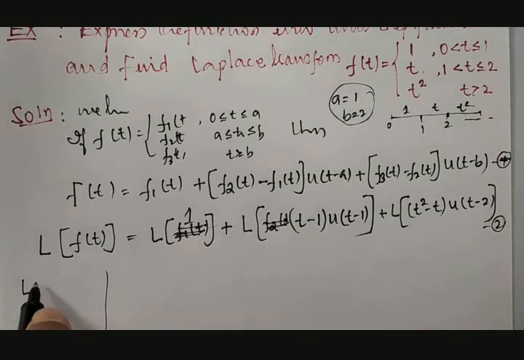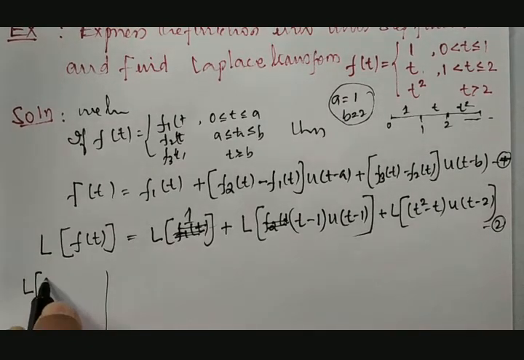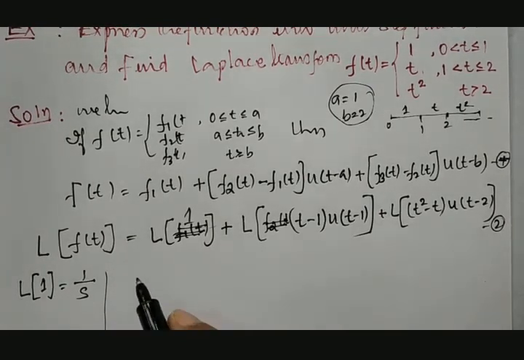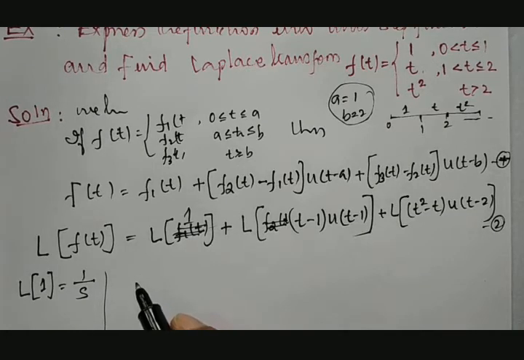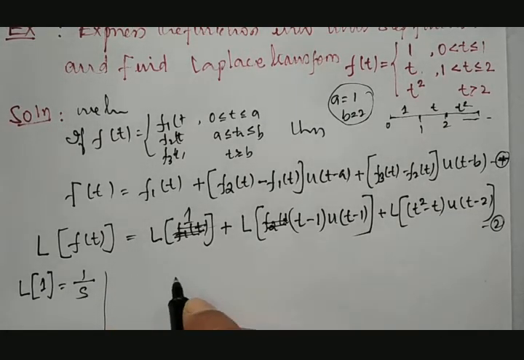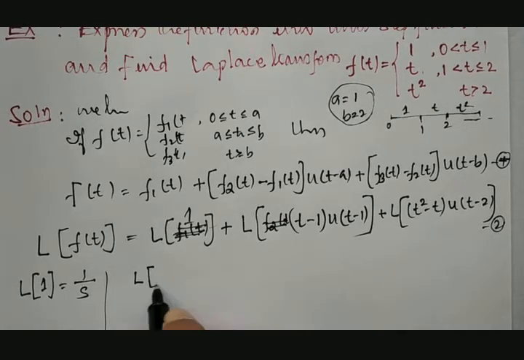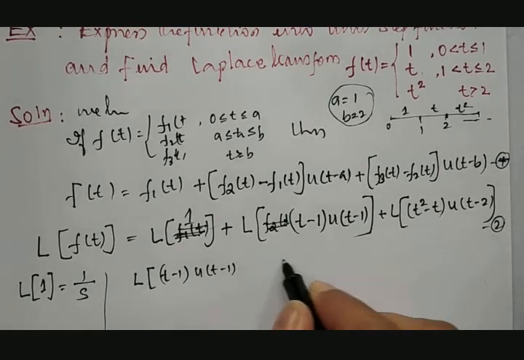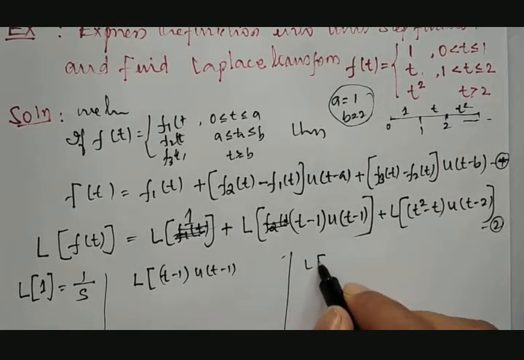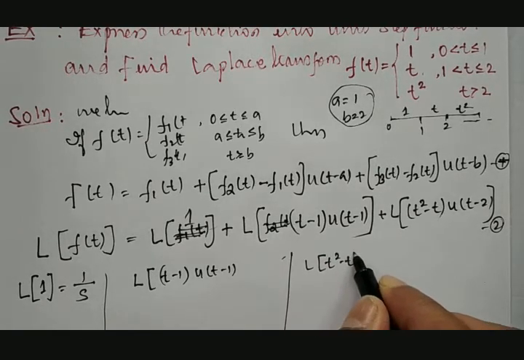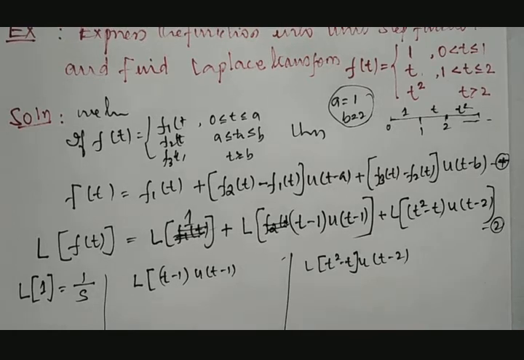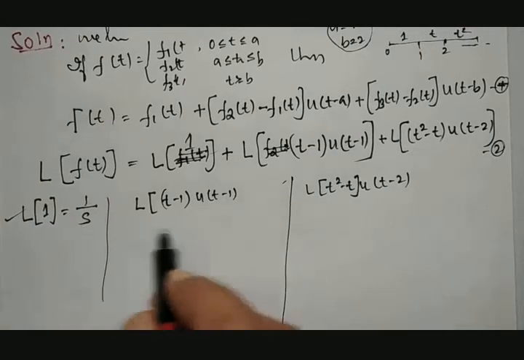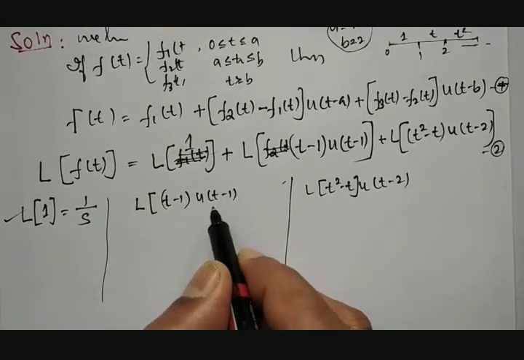Fine. Here there are 3 sections. First, we need to find out the Laplace transformation of 1, which is known, that is 1 by s. Then second is finding the Laplace transformation of t minus 1 into u of t minus 1. Third, finding the Laplace transformation of t square minus t into u of t minus 2. There are 3 sections. One is very simple, it is already obtained.